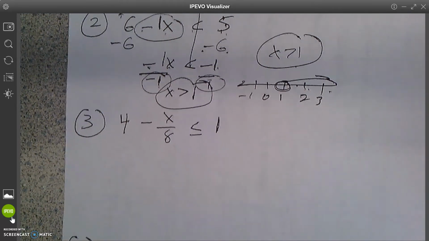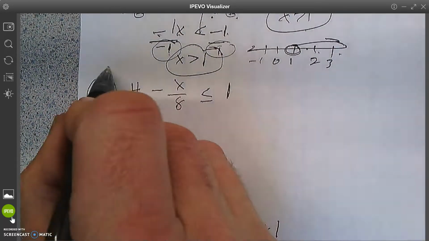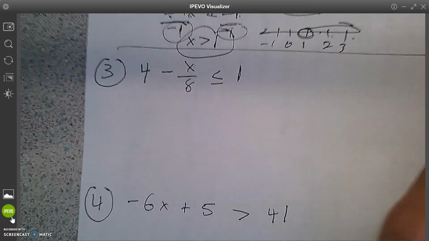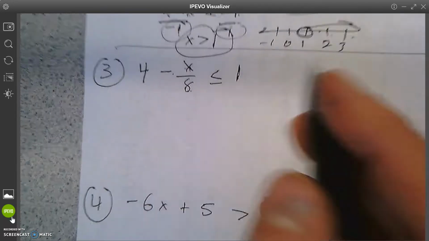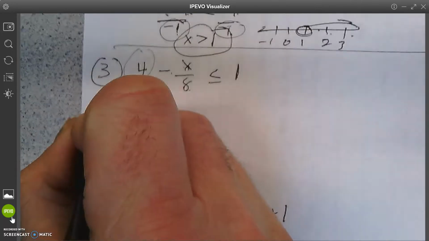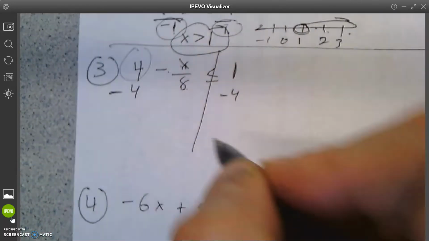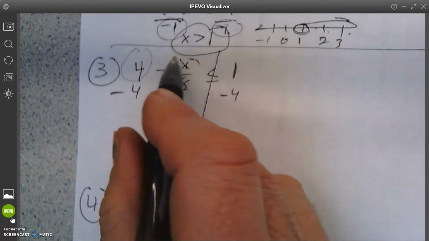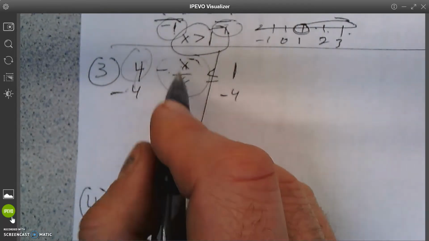All right, let's do number 3. Here you go. A little more complicated now. All right. 4 minus x over 8 is less than or equal to 1. Okay. First thing, this 4 has got to go. So the opposite of 4 is minus 4. All right, so now I have 4 minus 4 is 0. So I have negative x over 8.